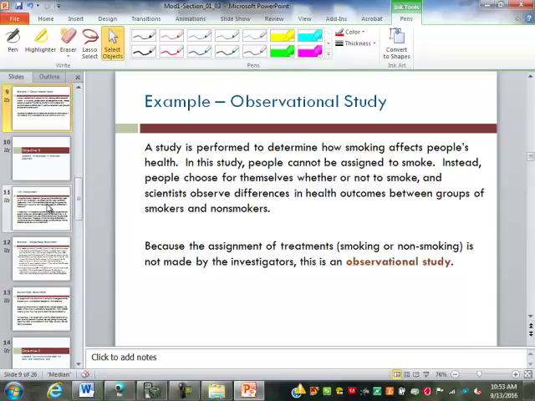So let's do an example of an observational study. A study is performed to determine how smoking affects people's health. In this study, you can't force somebody to smoke, right? So you can't assign them to the smoking group. Instead, you take people that are already in that group and compare them to people that are already not in that group because they don't smoke. Because the assignment of treatments is not made by the investigator, it is an observational study.